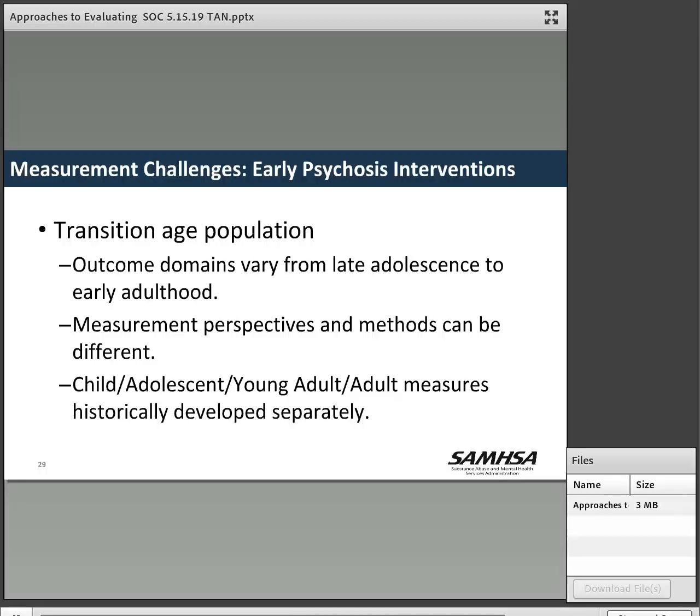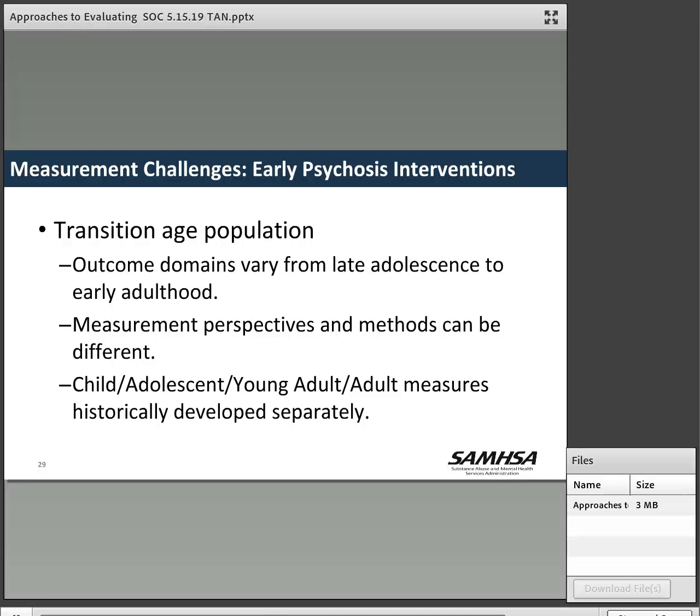So here are some broader measurement challenges we faced in early psychosis, and that those of you who are working in the transition age youth area are very familiar with. Outcome domains vary from late adolescence to early adulthood. The most simple one is that in late adolescence you tend to be focused on something like education. In early adulthood, the focus tends to be more on employment. There are many of these kinds of areas where there is a big difference between adolescence and early adulthood, and so the domains vary.